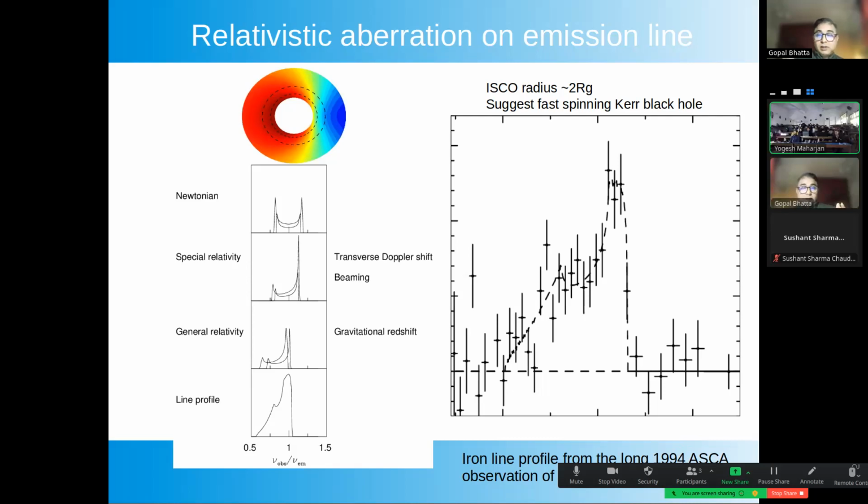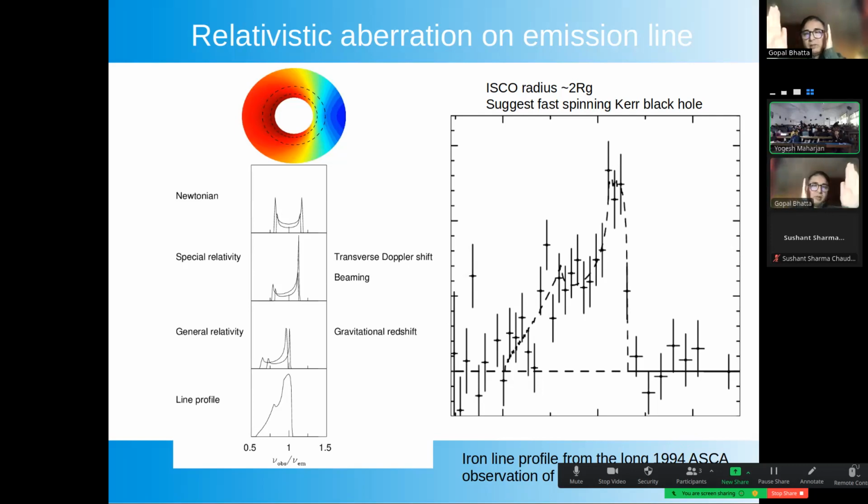Now, it's not very easy to find out about this 6.4 keV line, because there could be a number of processes that deform the simple line-like feature. For example, let's say we are looking at an annular section of an accretion disk. Then from a Newtonian perspective, it will look like this, because one part is going away and some part is coming toward us. So you will see two wings, right? The line will be split into two parts.